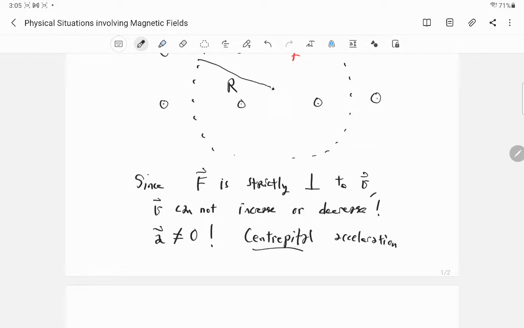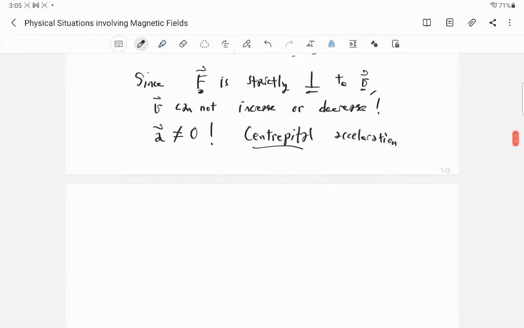But with centripetal acceleration, since the force is strictly always perpendicular to the motion, that means that the motion can't increase or decrease in magnitude. It strictly only changes direction. So this is accelerated motion where the speed does not change. And this is called uniform circular motion.